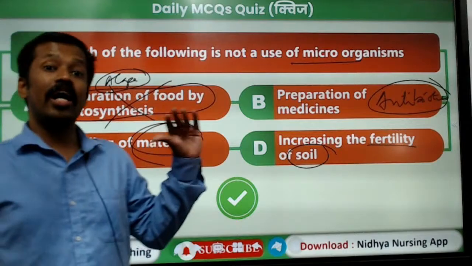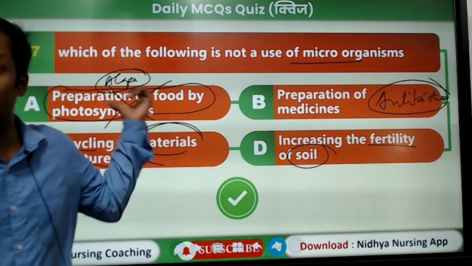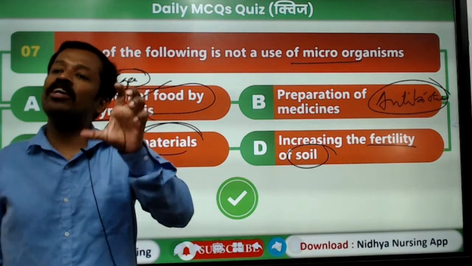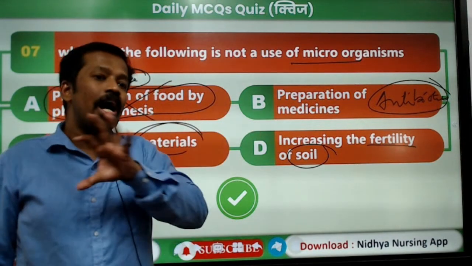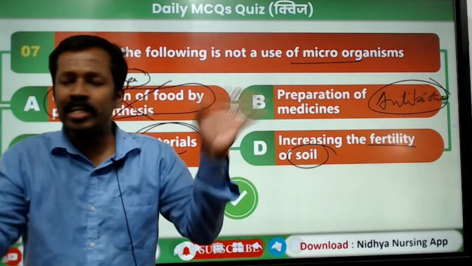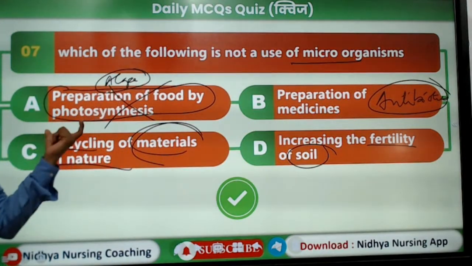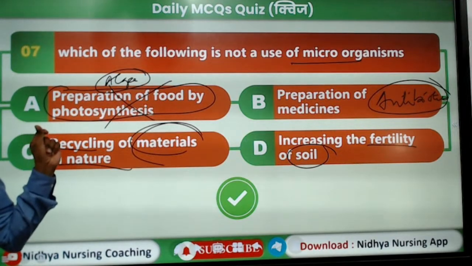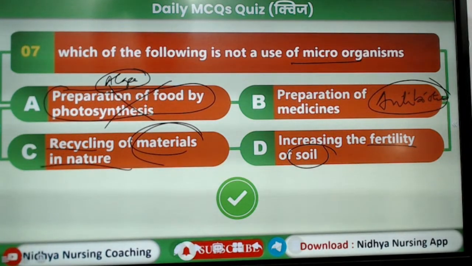Mainly we are depending upon plants for photosynthesis. Some microorganisms like algae have this photosynthetic food preparation. Other than that, the majority don't have this method. So what is the answer? Okay, fine.